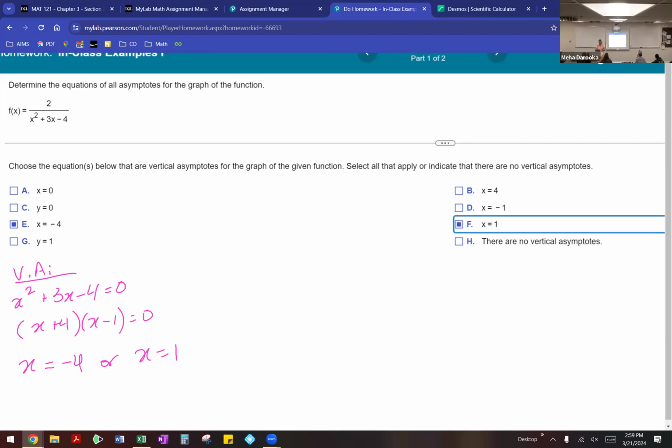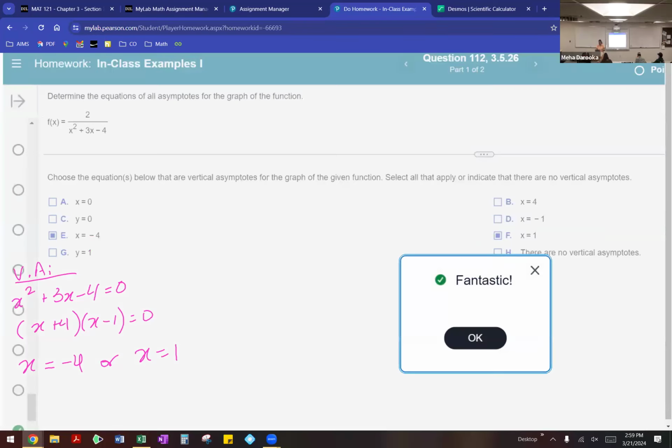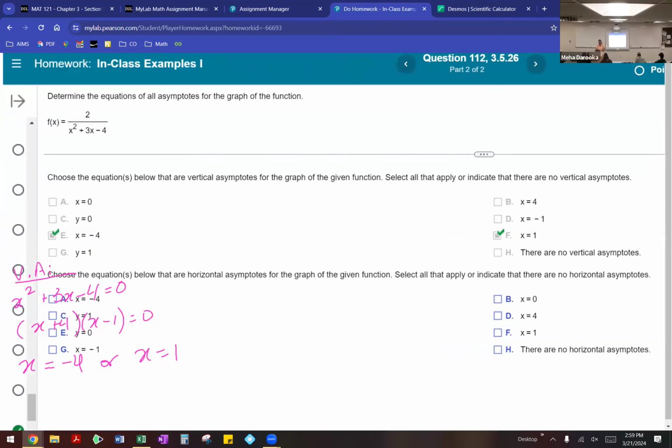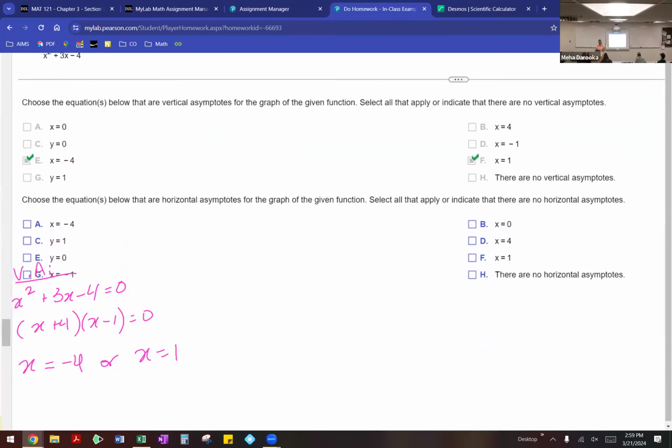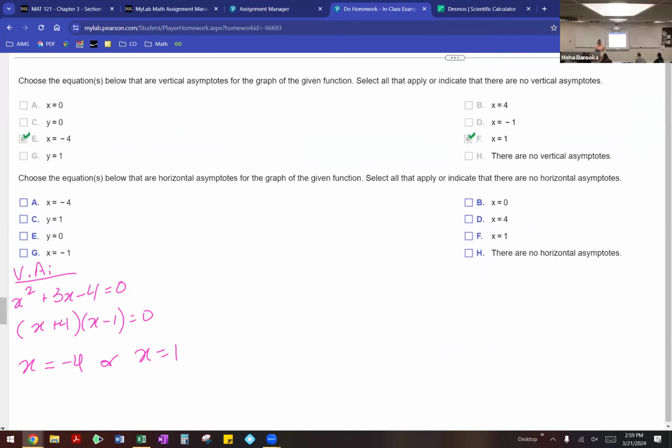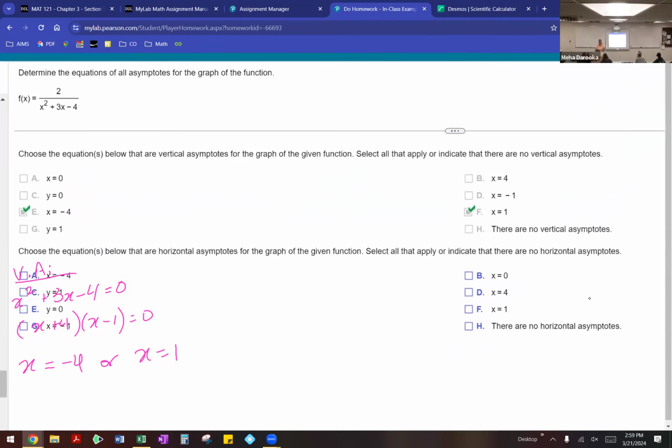Okay, so choose the equations below that are vertical asymptotes. All right, we got both of them. Let's save that. Check that. Okay, and then you will see the second question pops up where we need to find the horizontal asymptote. So before we move on to that, everybody okay with the vertical calculation? Yeah? Zoom people, any questions on the vertical? No? All right, let's talk about the horizontal.